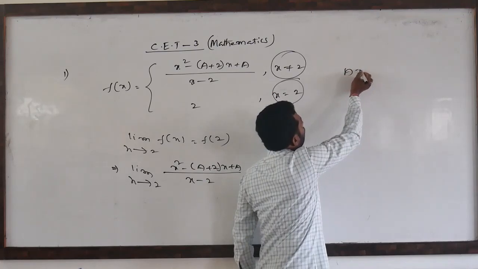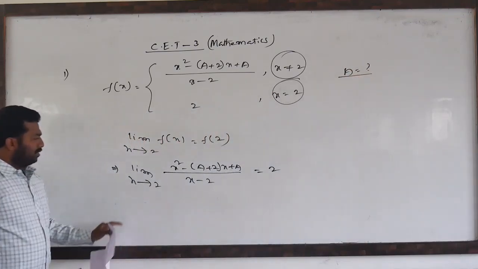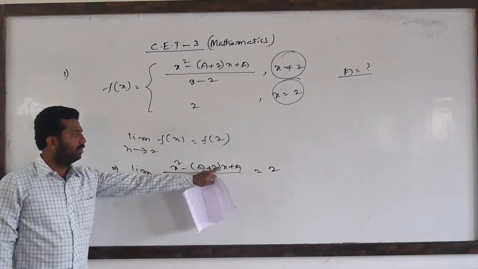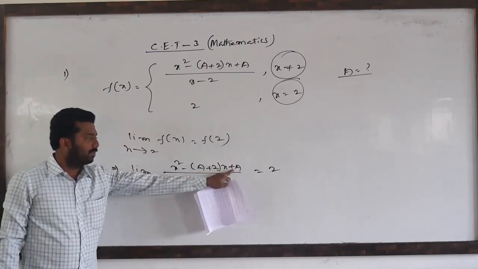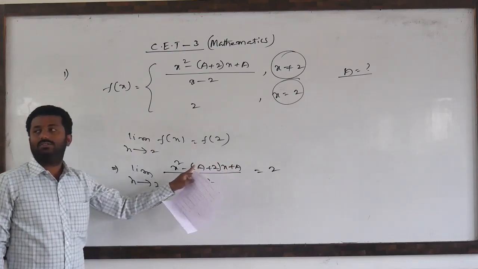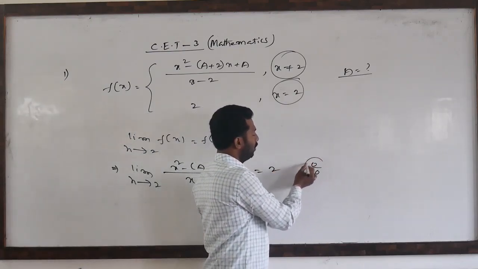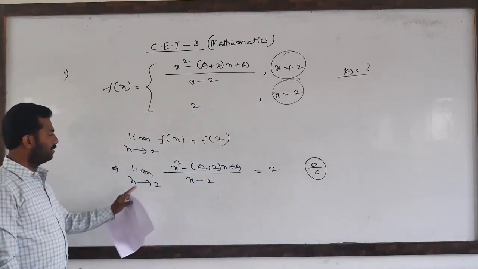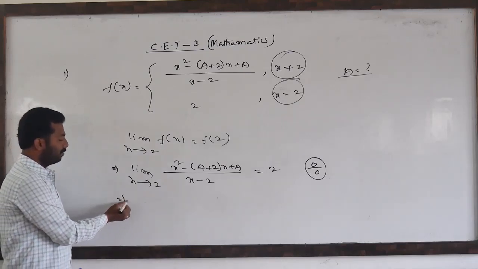We have to identify it right here. Suppose if you substitute x equal to 2: this is 4, this is 2a minus 4, this is plus, this is minus a, this is plus a. So we are getting 0 by 0 form. Whenever you get 0 by 0 form, we have to apply L'Hospital rule. So what is L'Hospital rule?